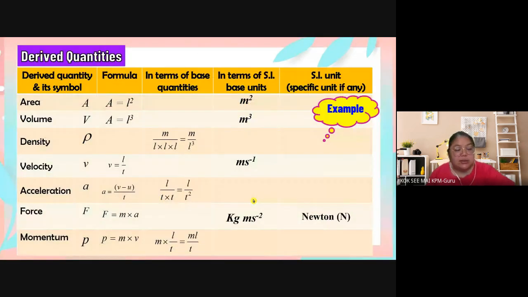Okay, now we're going to see this part. This part is the one you most need to concentrate on, and you also have it in the notes, which you can hand out. First one, these are all derived quantities. So we need to differentiate in terms of the base quantities, in terms of the SI base unit, and also the SI specific unit, if any. Some have one, some do not, in the last column.